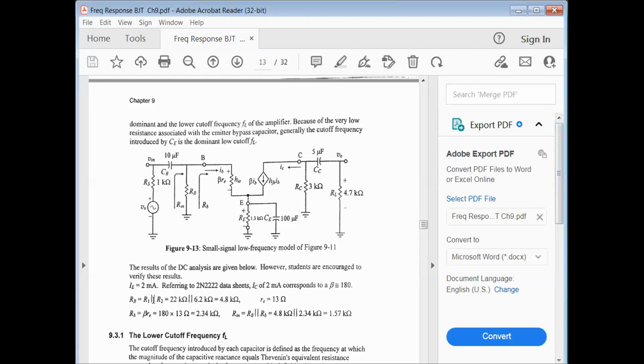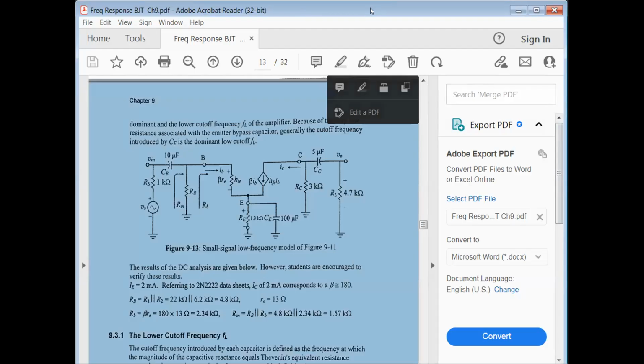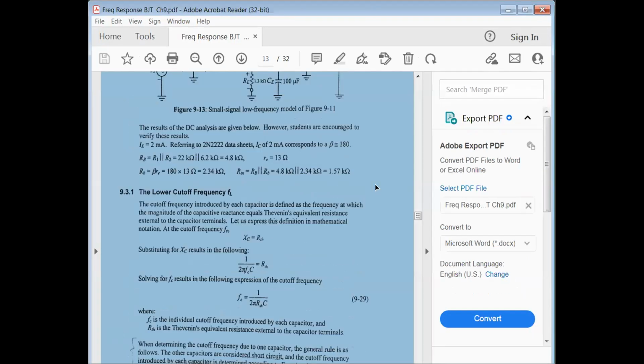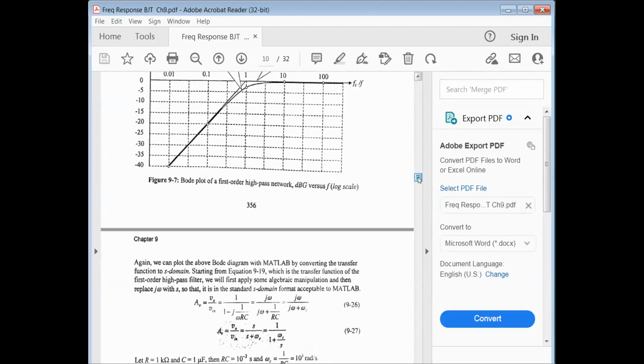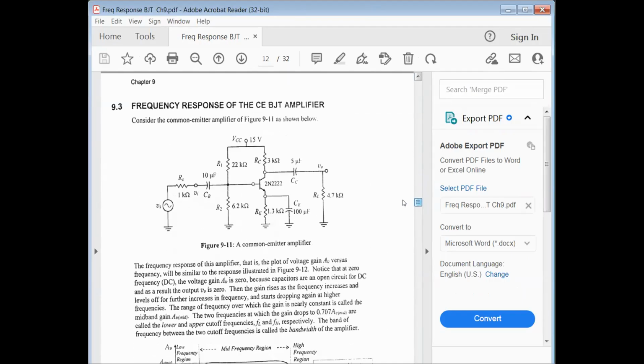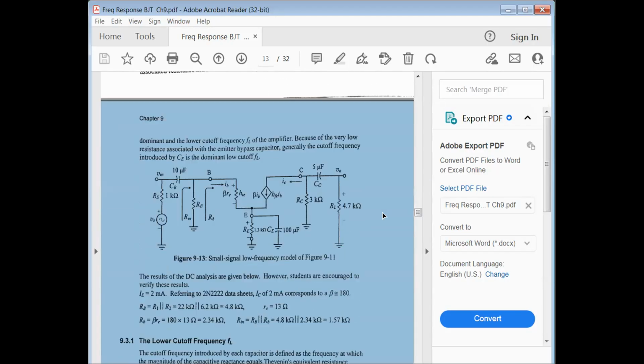Yes, sir. So where was I? Here. Okay, so we have a common emitter amplifier like this. We have a coupling capacitor here, coupling capacitor here, a bypass capacitor here. The low frequency pole is caused by one of these capacitors. It won't be a surprise, it's actually this C sub E right here. How do we get there?